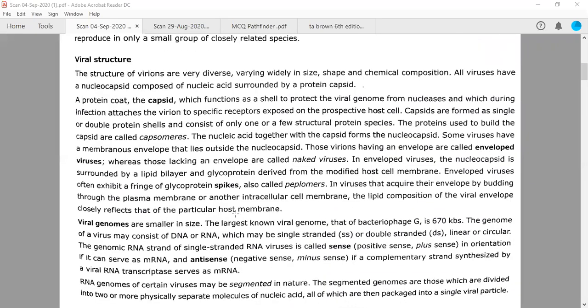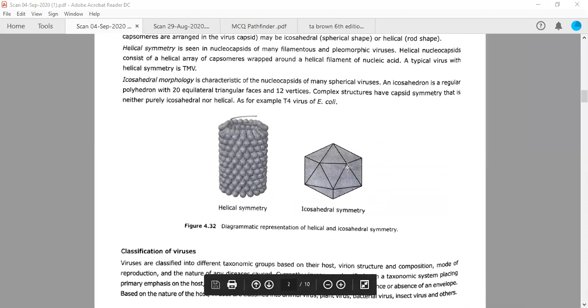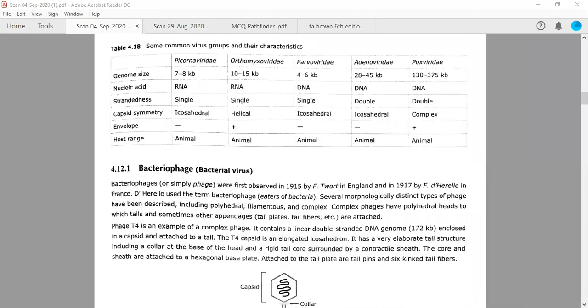Now, depending upon their genome, they can be classified. Generally, they have a smaller genome size, so you need to remember their genome size as well. If you look at the table, you will find that the genome size is small in the case of Parvovirus, 4 to 6 kilobase pairs. Then Picornaviridae, Orthomyxoviridae and Adenoviridae have large genomes. But still, the largest known size of genome is 375 kb, which is still small if you compare it with the genome of animals. For example, humans have 3.3 into 10 to the power 9 base pairs. So viruses have a smaller genome size, only kilobase pairs, 375,000 bases only.